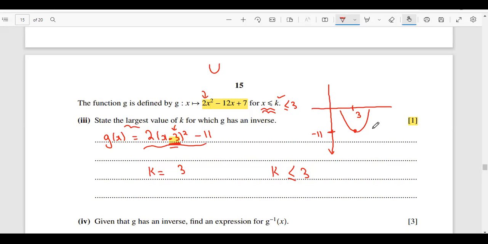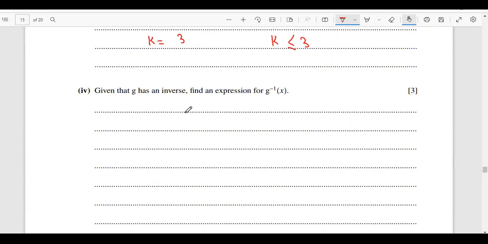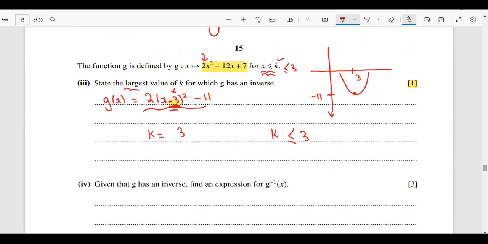Things would get clear in the next part when we will actually find g inverse. You would actually understand this. Okay, let's try doing that first. The fourth part of this question says, given that g has an inverse, find an expression for g inverse. So we know how to do it. Please do it quickly and tell me the answers for g inverse.